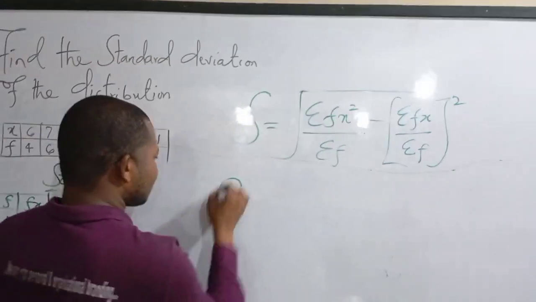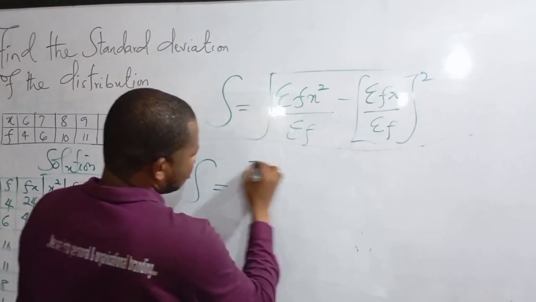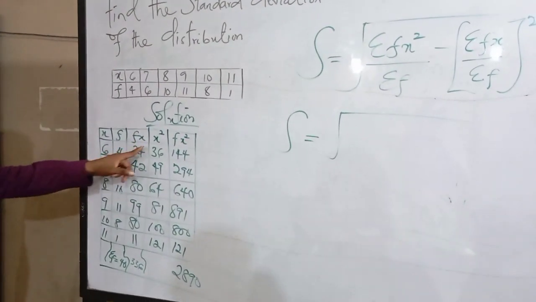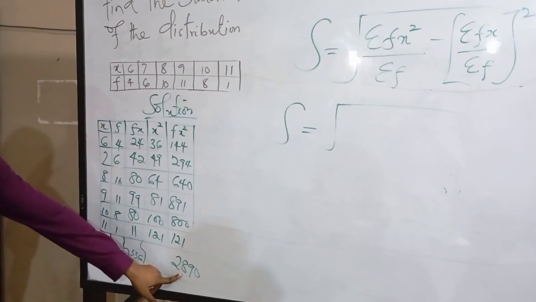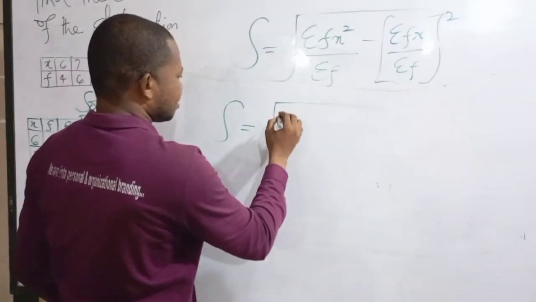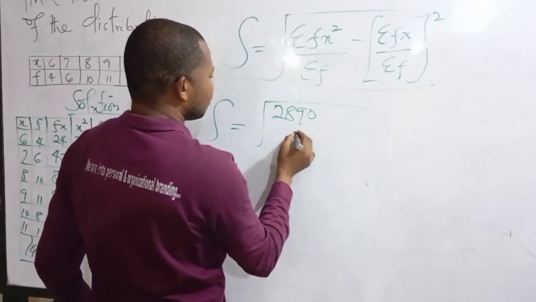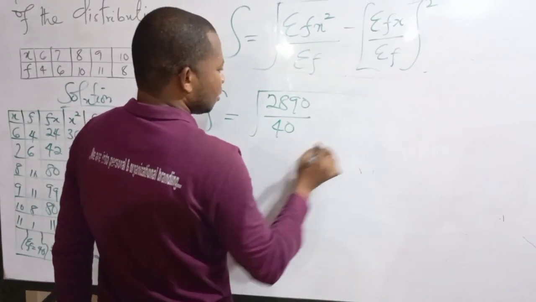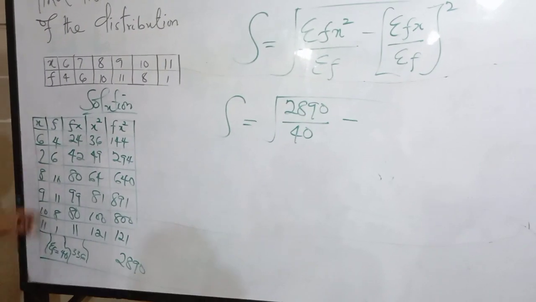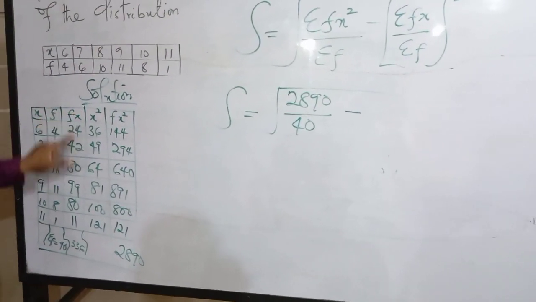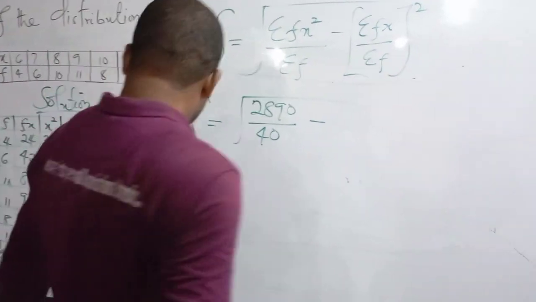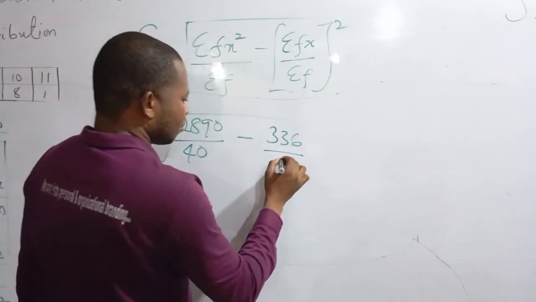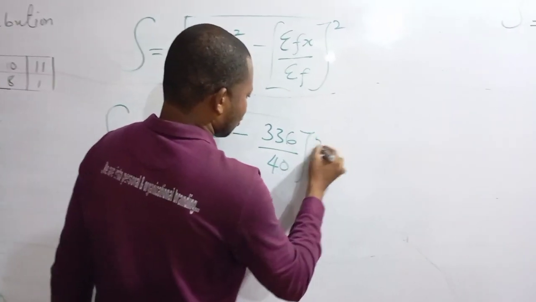So by reason of this, we have standard deviation giving us square root of summation f of x squared. What do we get as our f of x squared? That is 2890, all divided by summation f. What is our f? 40. Minus summation f of x. What is our summation f of x? That is 336. 336, all divided by summation f, which is 40, all squared.